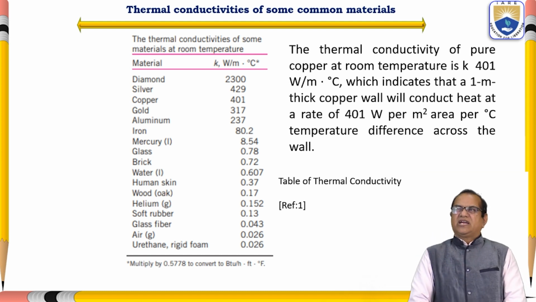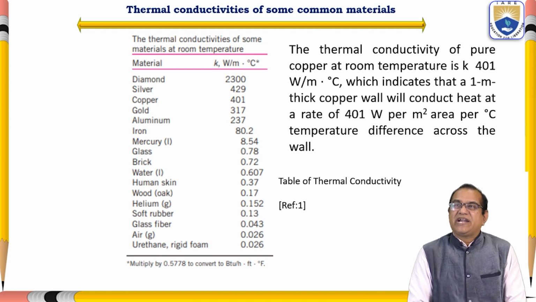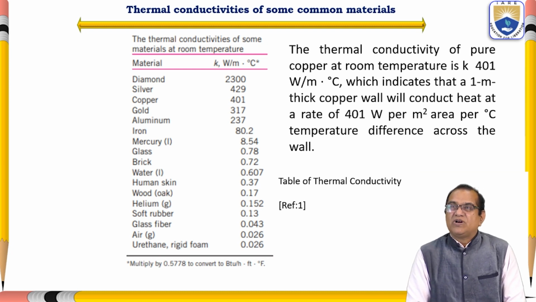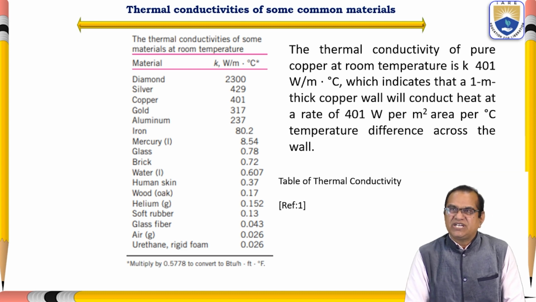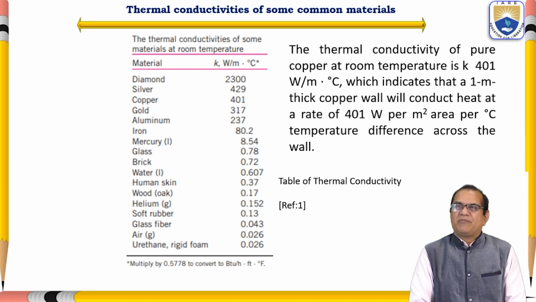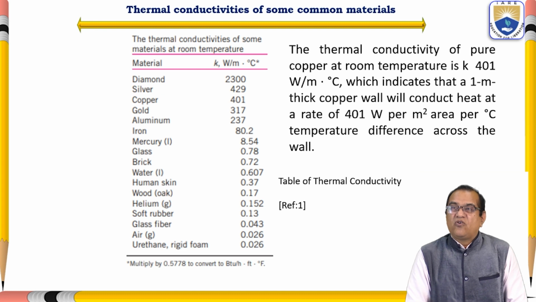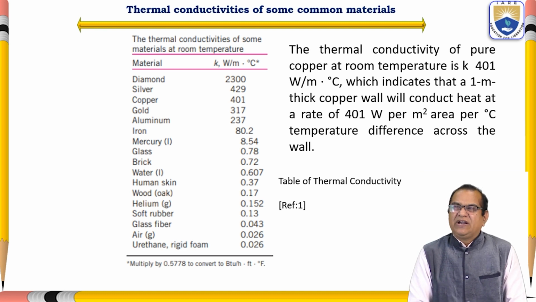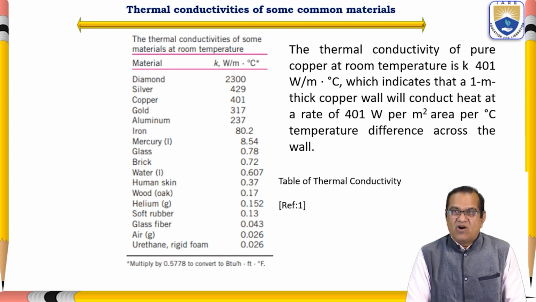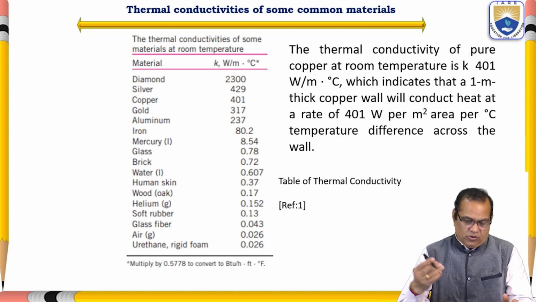The thermal conductivity of pure copper at room temperature is 401 watt per meter degree centigrade, which indicates that a 1 meter thick copper wall will conduct heat at a rate of 401 watt per meter square area per degree centigrade temperature difference across the wall. So that is the meaning of this number.